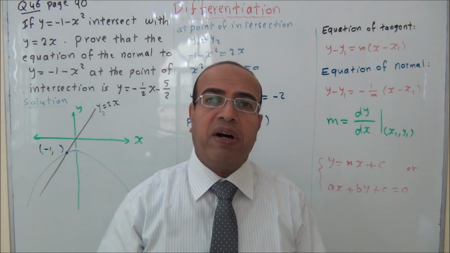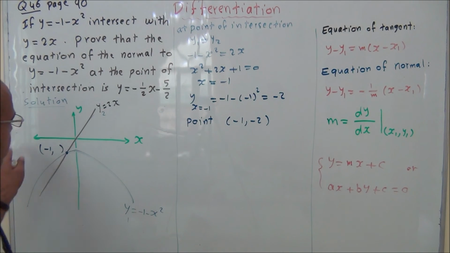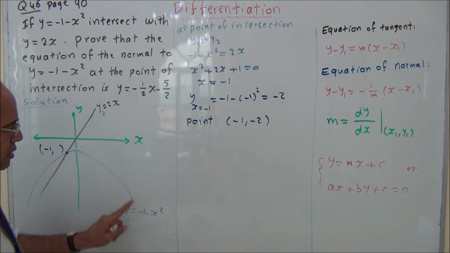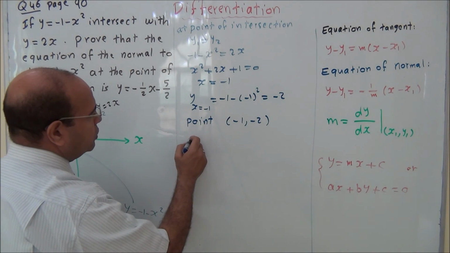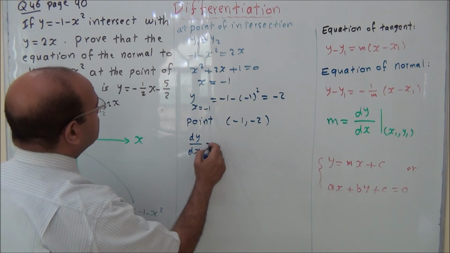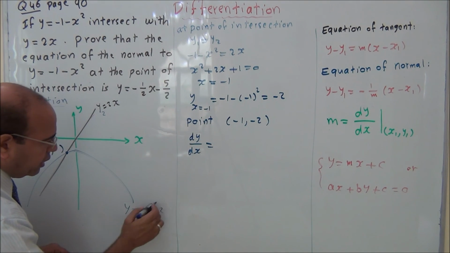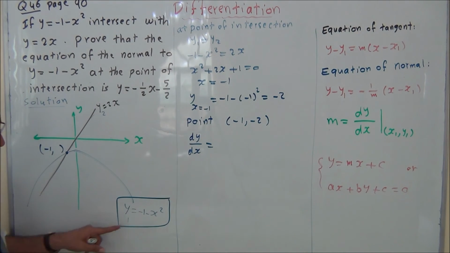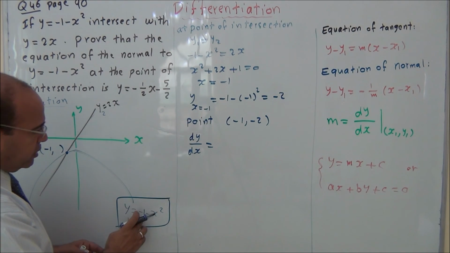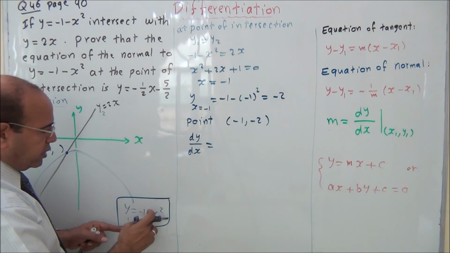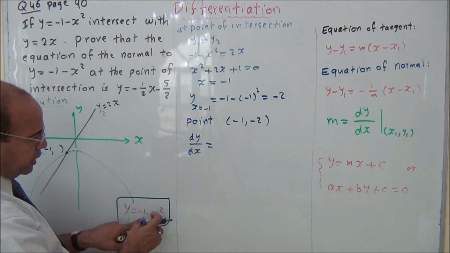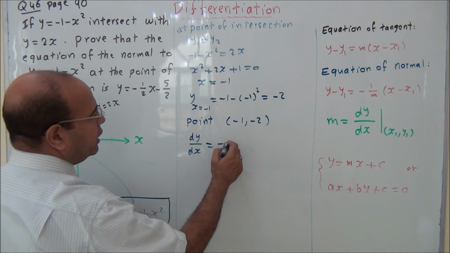The second step, we find the dy by dx, the gradient of the curve. The gradient of the curve at any point. So dy by dx, which equation do we use? The equation of the curve. Y equals negative 1 minus x squared. Differentiation of negative 1 is 0. Differentiation of negative x squared becomes negative 2x.